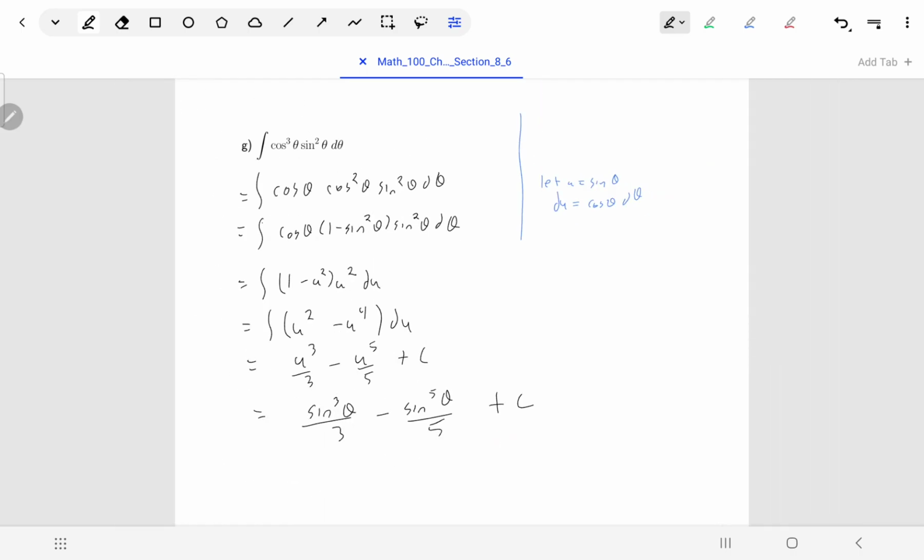And so that's something that we're going to need to be aware of in the future, that when it comes to doing substitutions, it might not always be obvious, and we might have to do some work to get it into a position where we can do a substitution.